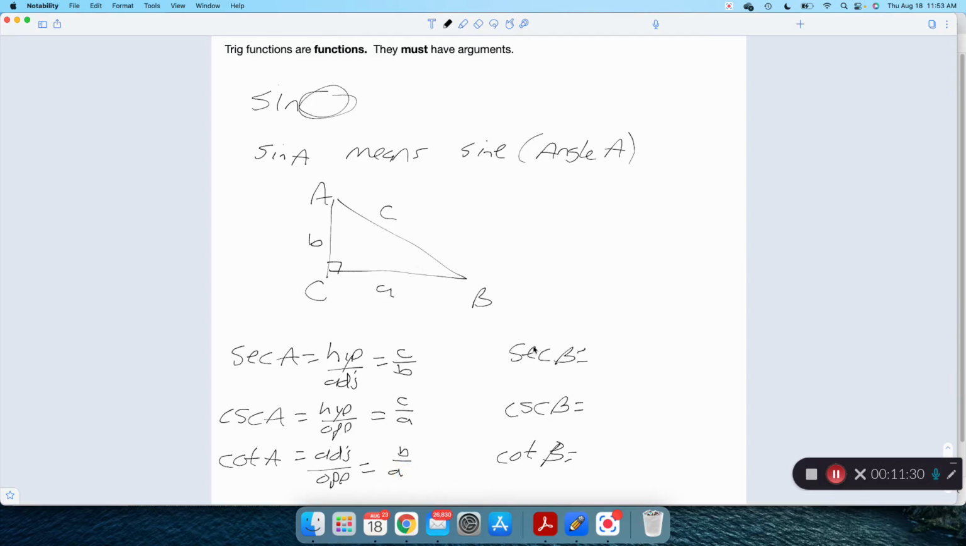Secant of angle B. So now I'm at the other angle. Now my adjacent and my opposites switch around. Still hypotenuse over adjacent, but I have a different adjacent now. Hypotenuse is still c, but adjacent to angle B is side a. Cosecant is hypotenuse over opposite. That's still true, but now opposite is different. Now opposite from angle B is side b. And cotangent, adjacent over opposite.